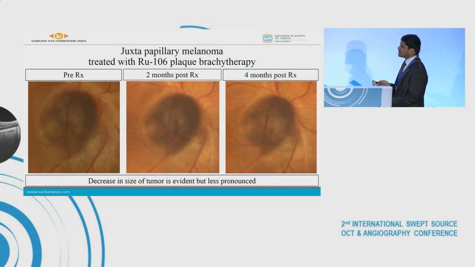Coming to the juxtapapillary melanoma, this tumor was treated with ruthenium 106 block brachytherapy. This is the pre-treatment photograph. This is 2 months post-treatment, and this is 4 months post-treatment. Definitely, there is a decrease in size of the tumor, which is evident on clinical photograph, but it's not very much pronounced, particularly the difference between the two.